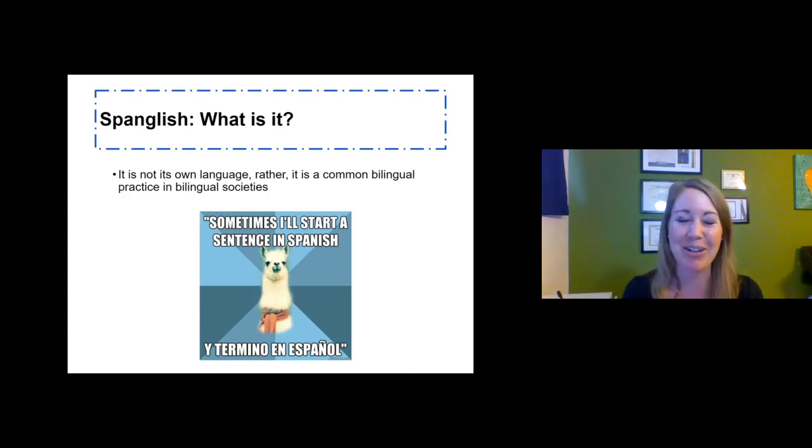Spanglish is a unique title. But in a bilingual society where you have two languages, you will have speakers, if they're fluent in both languages, use a hybrid of the two. But it's not its own language. It's literally using two languages at once.